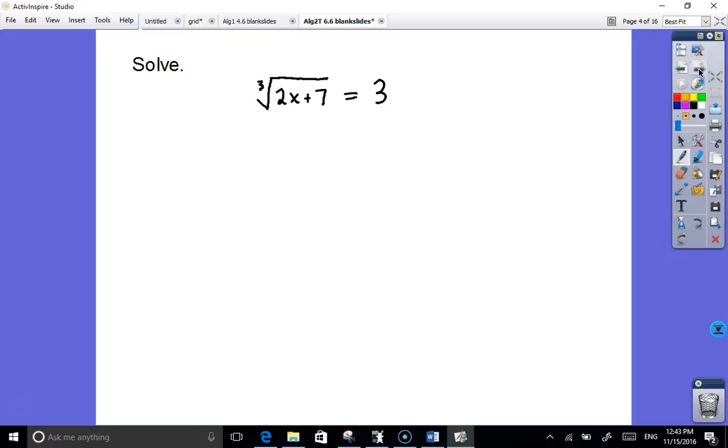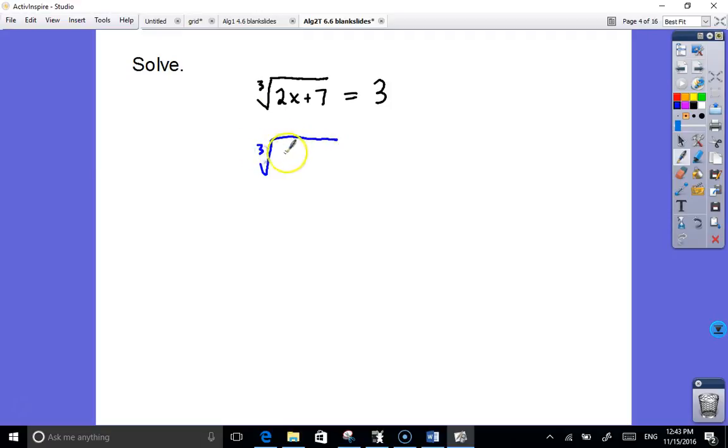So here's an example of a radical. It's already isolated, so I have to undo it. How do you undo a cube root? You cube both sides, right? So let me fill that in.